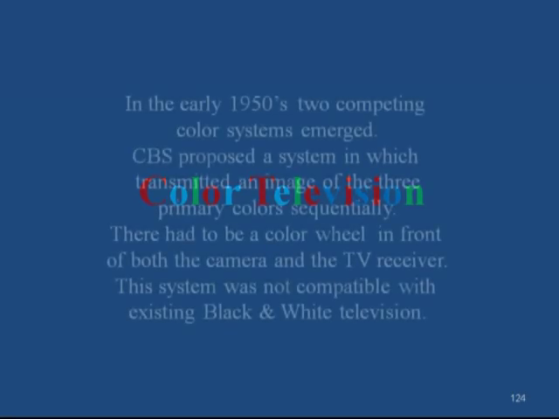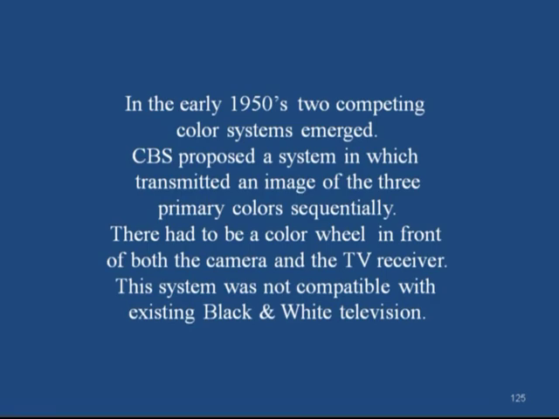Okay, now we go into color television. In the early 1950s, two competing color systems emerged. CBS proposed a system which transmitted an image of the 3 primary colors sequentially. There had to be a color wheel in front of both the camera and the TV receiver. This system was not compatible with existing black and white television.